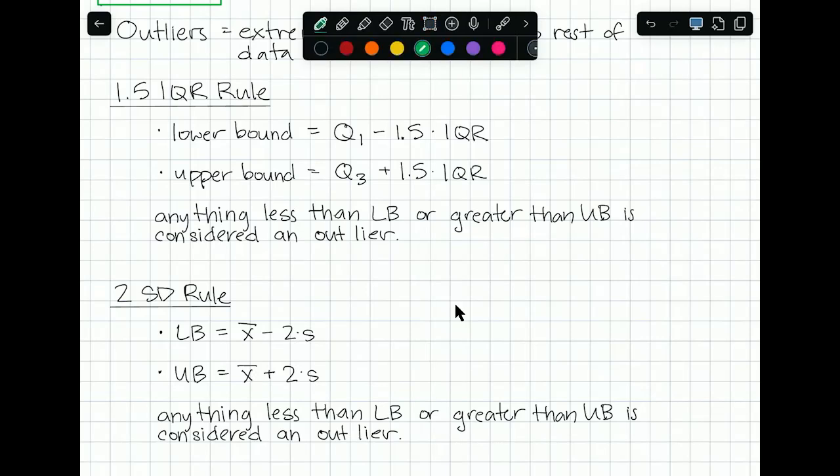For this class, this one is more common. But a reminder that in general, I'm looking at the median and interquartile range for skewed data. And I'm looking at the 2 standard deviation rule, mean and standard deviation, for symmetric data.